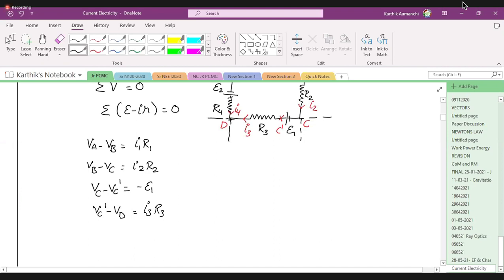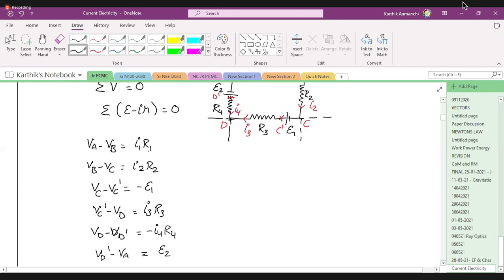Now, this point I'm going to take as D dash. So VD minus VD dash will be how much? Minus I4 R4. I'll tell you why minus. Just take it down. So VD dash minus VA is how much? It will be positive epsilon 2. I'll tell you why. Take it down.